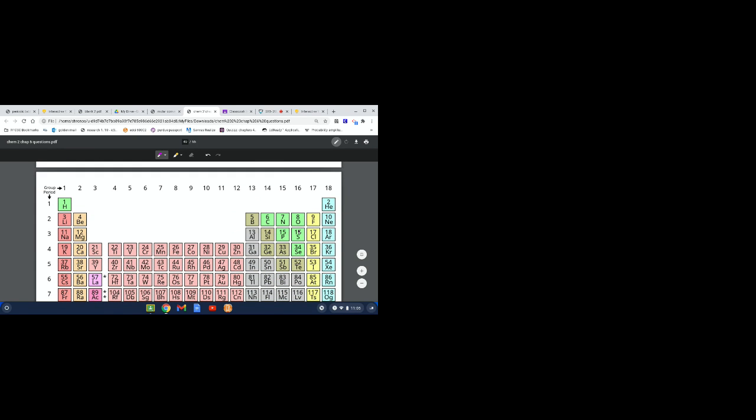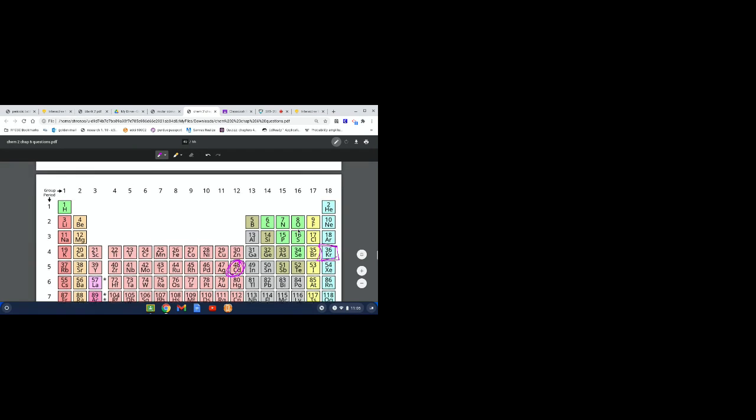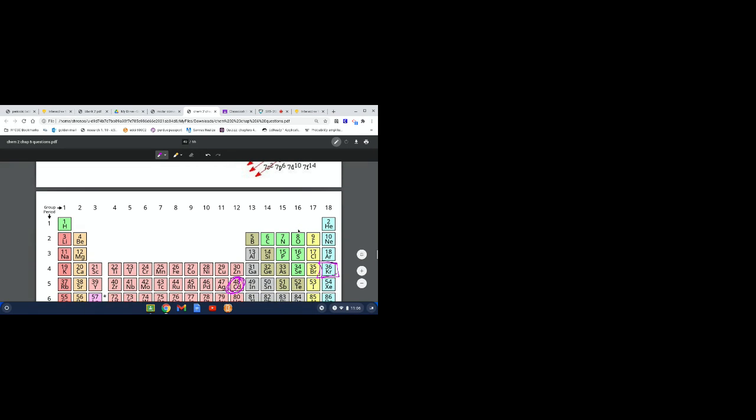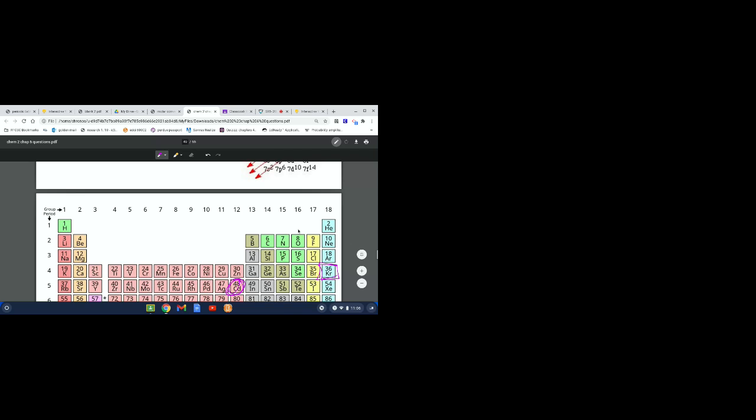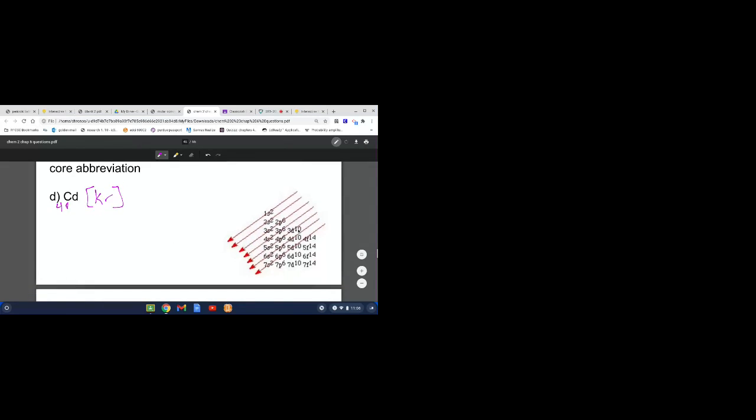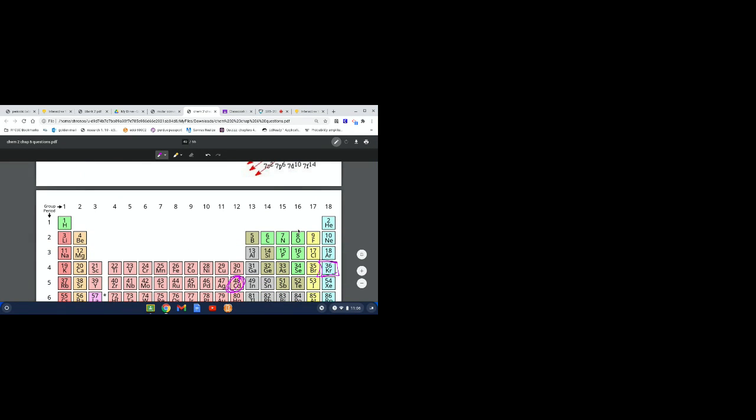Part D, we have cadmium, and cadmium is number 48. It is right here. So the previous one is going to be krypton, 36. Again, you can't do 54 because 54 is greater, and it has to be a noble gas. So we have krypton that contains those 36, so we have to get those other 12 in there. So the next row down, krypton is in the 4th row. So we are starting at 5 here, 5s2.